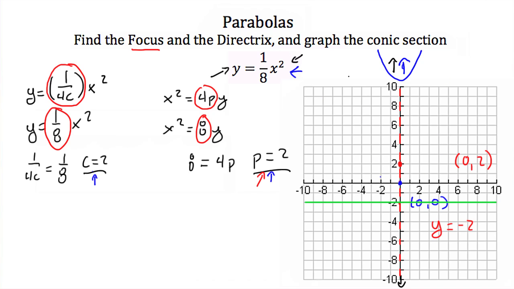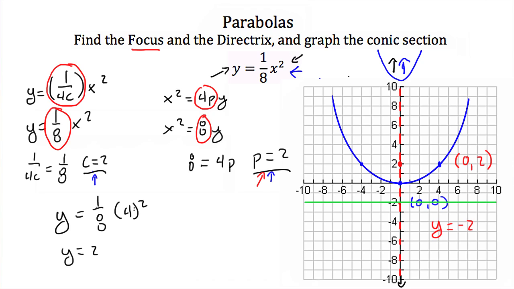We would need a couple points. If I plug in +4 for x, I'll have y is equal to 1/8 times 4 squared. 4 squared is 16, and multiply that by 1/8, and we'll get y is equal to 2. So we have the point 4, 2. And again, if we're symmetrical across our axis of symmetry, then we also have the point -4, 2. And if we connect these 3 points with a smooth curve, our parabola should look something like that.